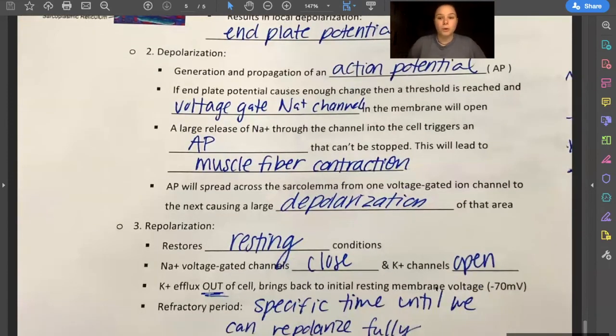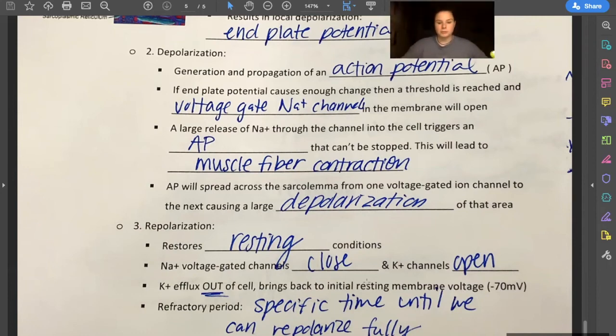All right, so then we have repolarization, where after we've contracted our muscle, we restore that resting condition. The sodium voltage gated channels close, so the sodium stops moving, and the potassium channels open and it resets. There's an efflux of potassium out of the cell, which brings the membrane back to the initial resting potential of negative 70 millivolts. This is an important number. Negative 70 millivolts is the resting potential of most muscle cells, so this is a very specific number you need to know.